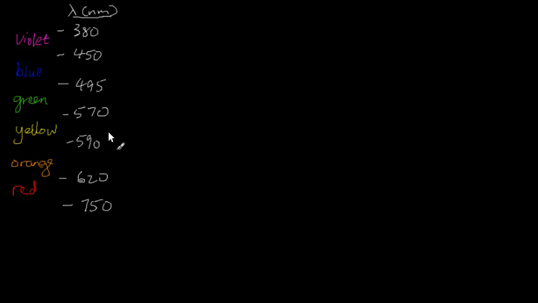Just one or two interesting things to note. If you look at the difference between the numbers, you'll find that the yellow light seems to have the narrowest range of wavelengths. If you subtract the two numbers, it's just 20 nanometers, and that's the smallest compared to all the others, I believe. The red light seems to have the biggest range of wavelengths.